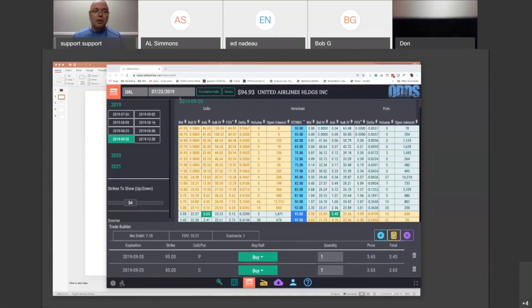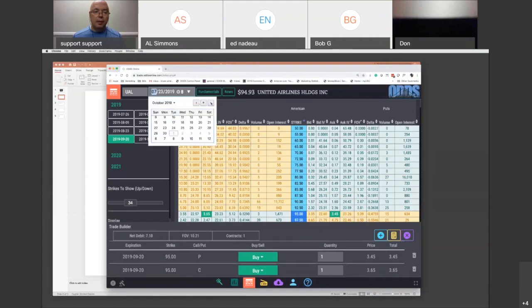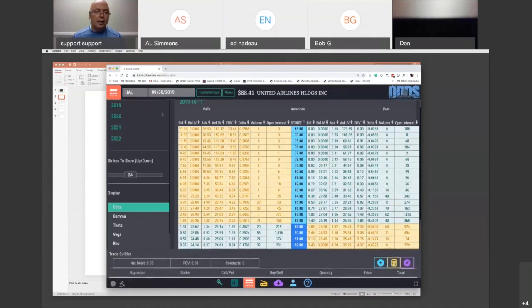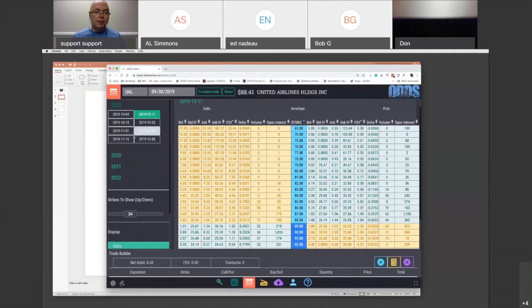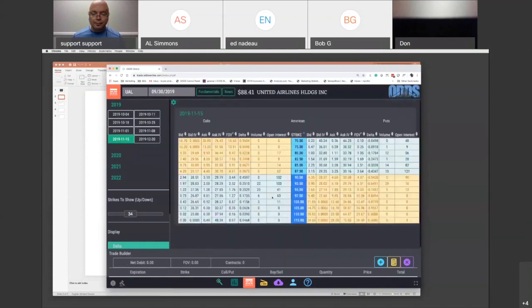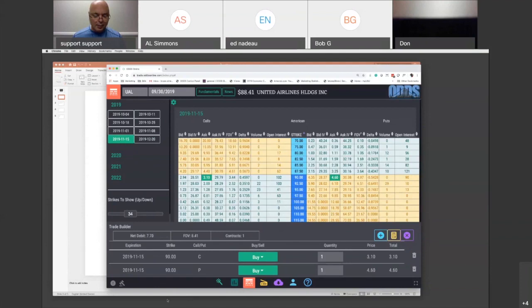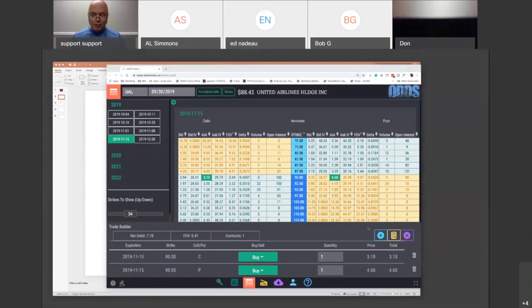And if I move this back to current, oops, too far. I move this back to current and look at that option series that I pulled up earlier. Looking at the 90 here, and I do that same calculation. 0.7 divided by 4.1. It's about a 9% discount to value.